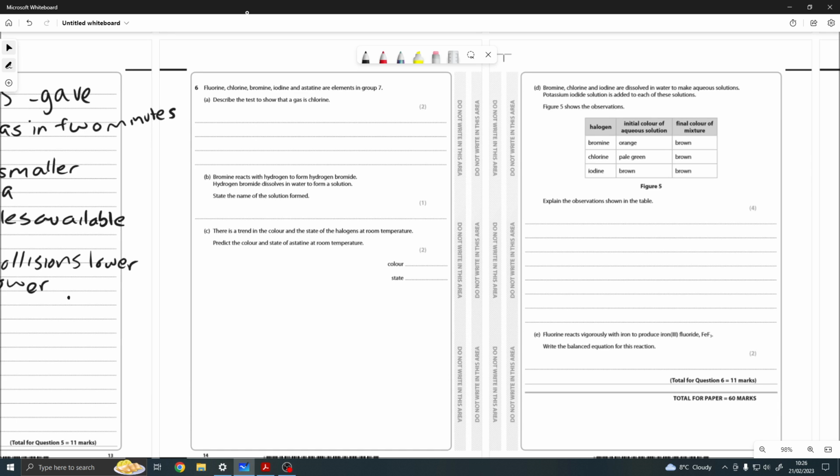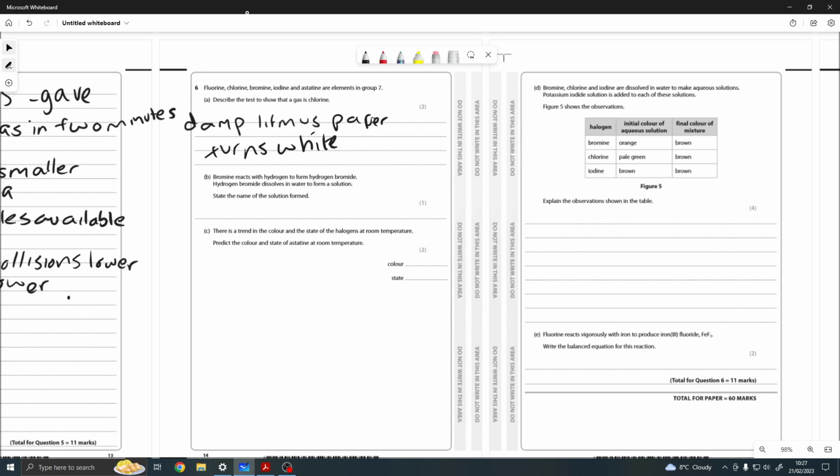Okay, now, you need to have learned that damp litmus paper, for 1 mark, turns white. That's what happens to it. Damp litmus paper turns white.